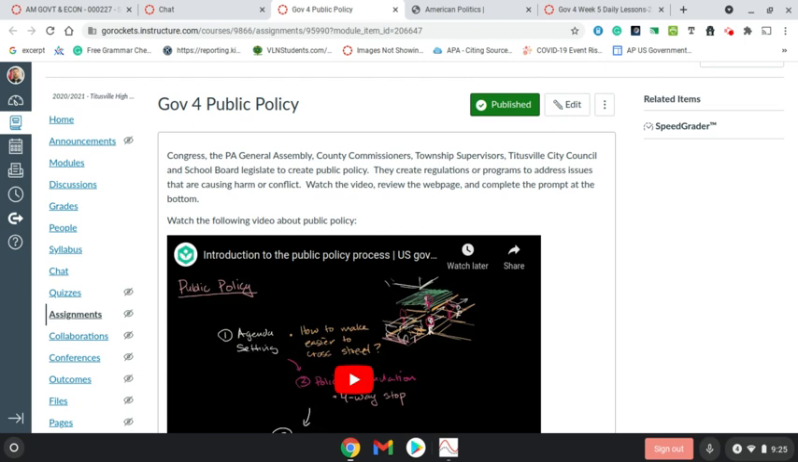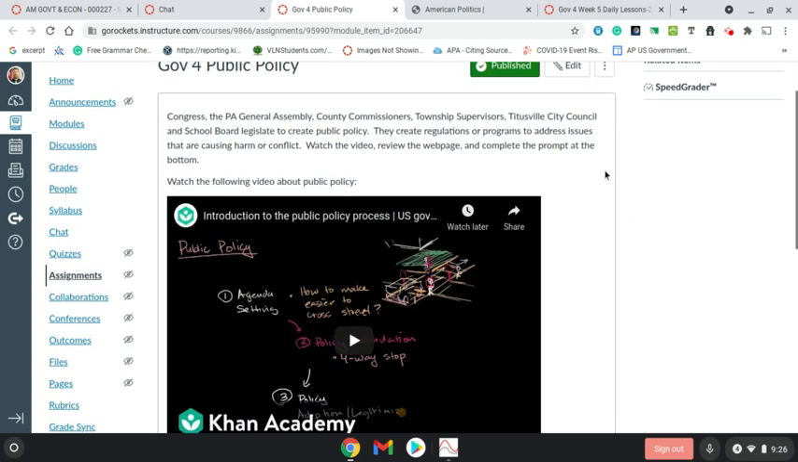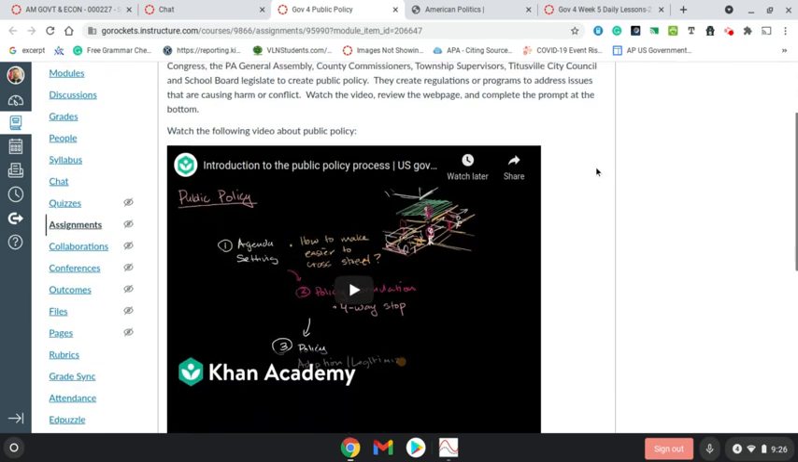Legislate to create public policy. And you could also include the borough councils in there as well, like Pleasantville, Hyde-Town, or Centerville. They create regulations or programs to address issues that are causing harm or conflict. So what we'll do, together we'll watch the video so everybody isn't just playing different sounds at the same time.